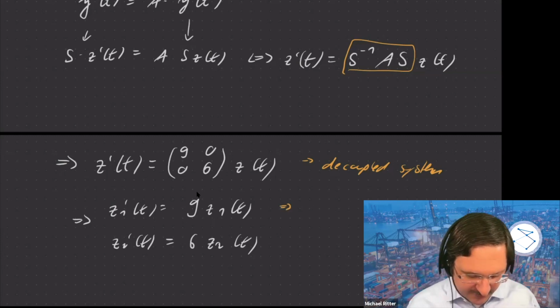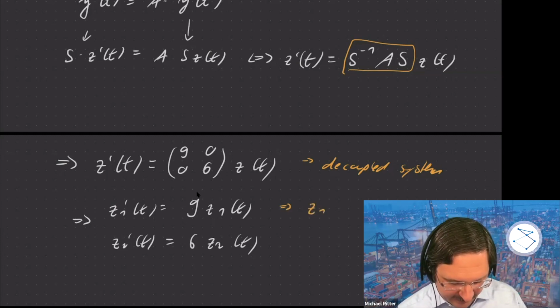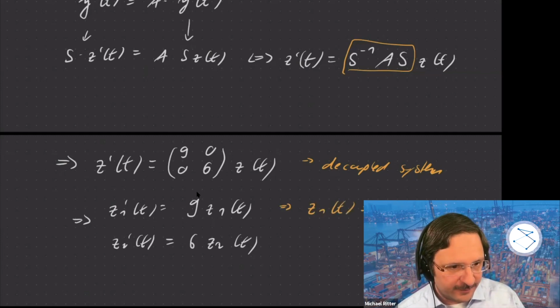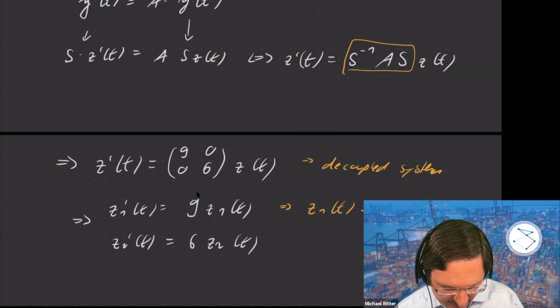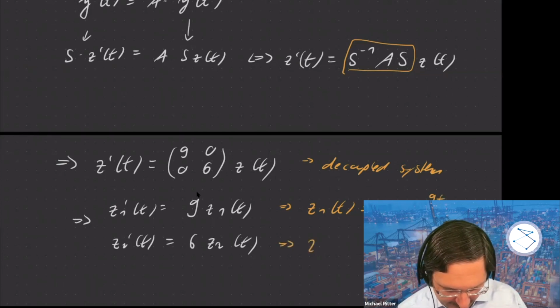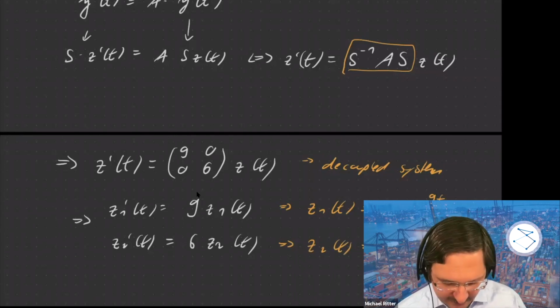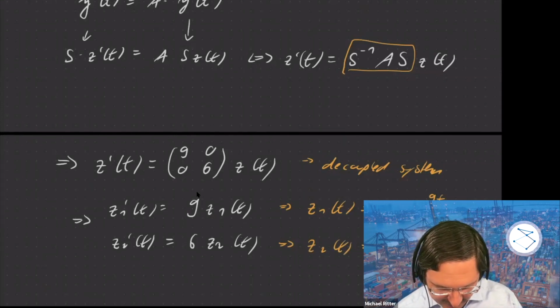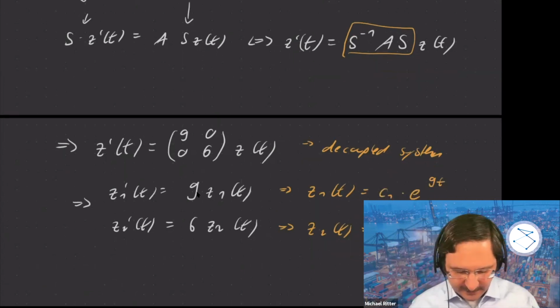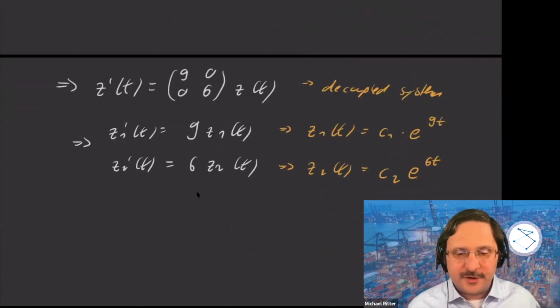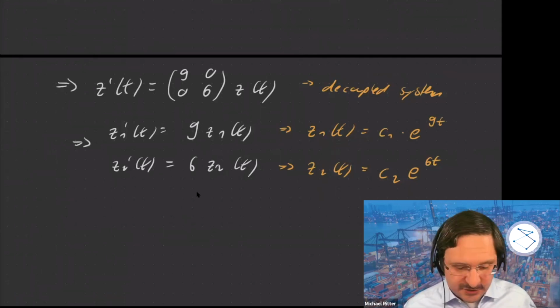So simple solutions here. We get c1 of t equals any constant times e to the power of 9t. And c2 of t is a possibly different constant times e to the power of 6t. Now we have a solution for the new differential equation system C. And once we have that, we can just transform it back.